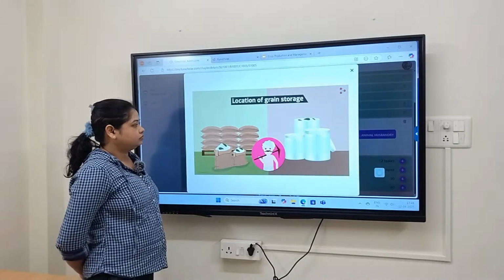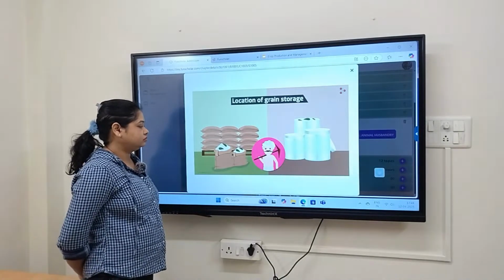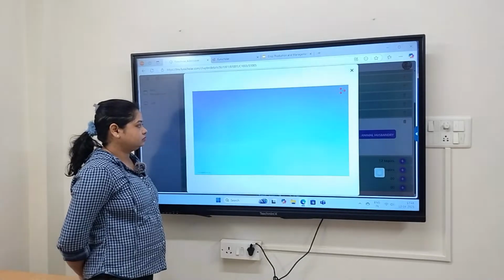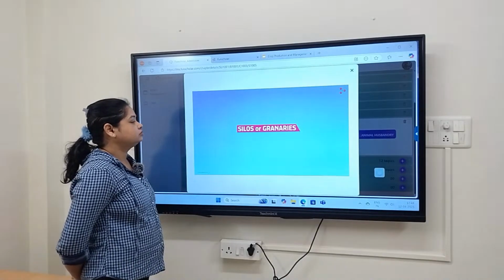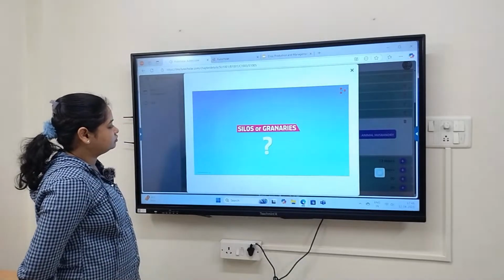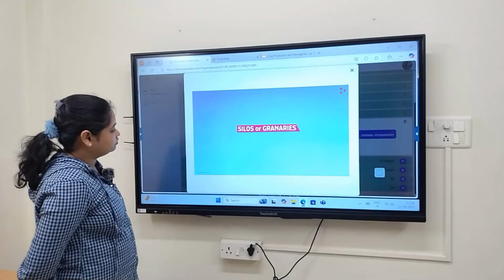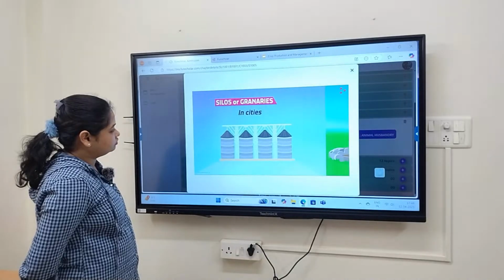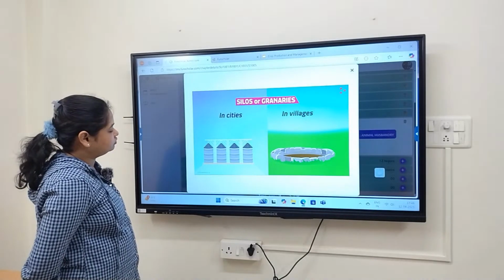What about huge quantities of grains? Where do you think they are stored? Well, large quantities of grains are stored in silos or granaries. What are silos? Silos can look different depending on the location. In cities, silos are tall towers, while they are pits in small farms.